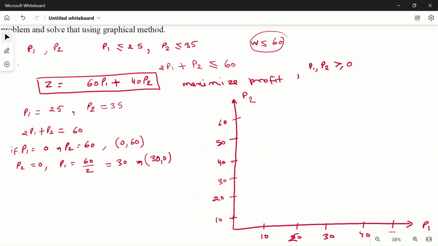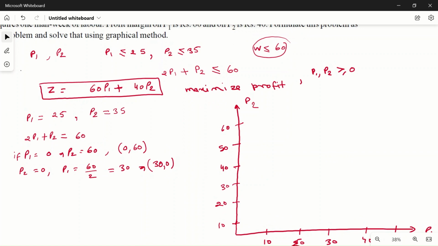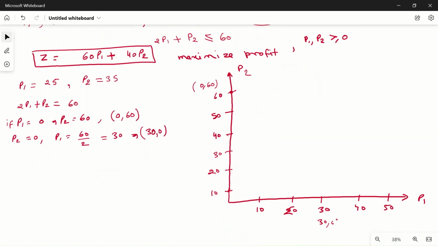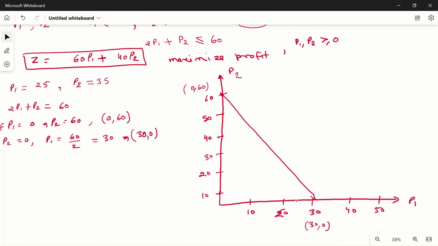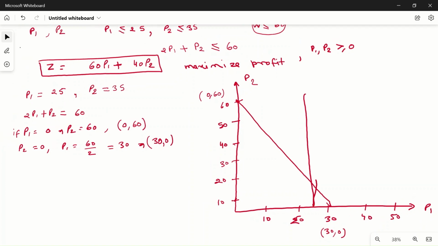So the line for the first constraint 2P1 plus P2 is less than or equal to 60 is passing through 0, 60, which is here, and 30, 0, which is here. So this is our first constraint, and the second one is P1 is equal to 25. So P1 is 25 is this, and the next one is P2 is equal to 35.